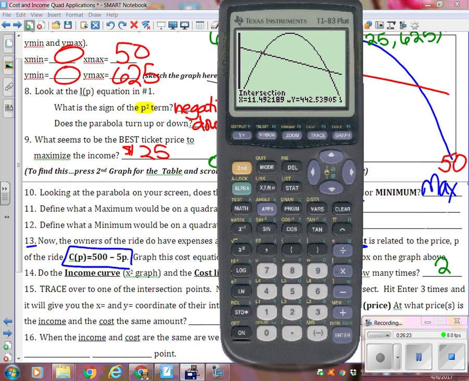If I charge exactly $11.49, I make $442, but I also have costs of what? $442. Do you understand what that says? I'm not making any money. I'm just barely making enough to do what? Breaking even. Okay, that's what we want to do. So we're going to remember that.